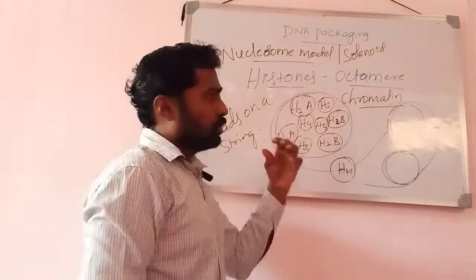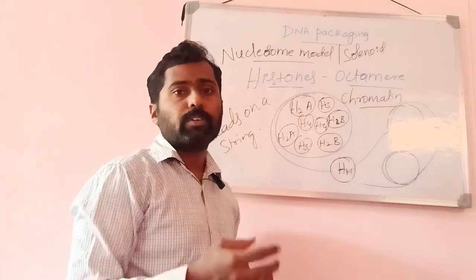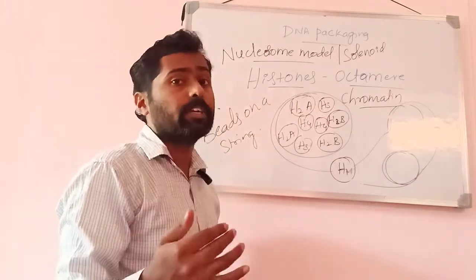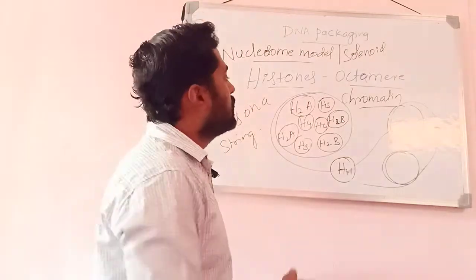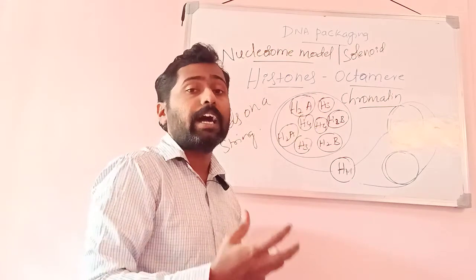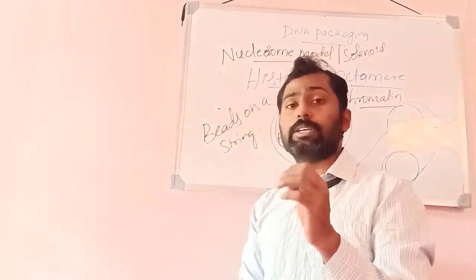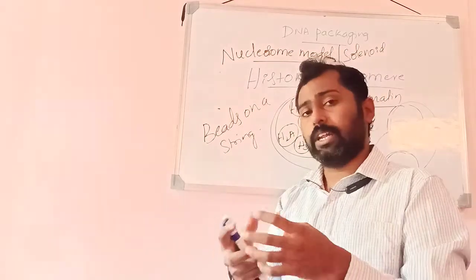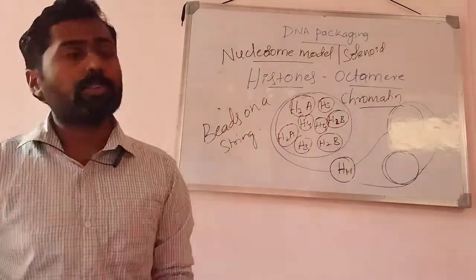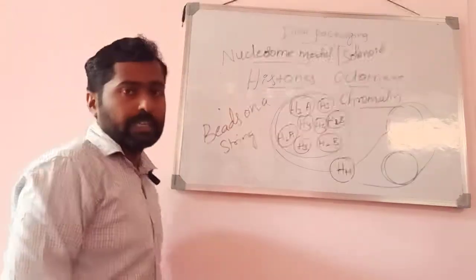But during prophase, gradually the nuclear membrane disappears and condensation of chromatin takes place gradually. Whereas in interphase nuclei, you can see the chromatin threads or chromatin fibers. Gradually they get condensed to form a chromosome that is visible in metaphase as well as in anaphase, where you observe the separation of chromosomes. So this is about DNA packaging, or the nucleosome model of DNA.